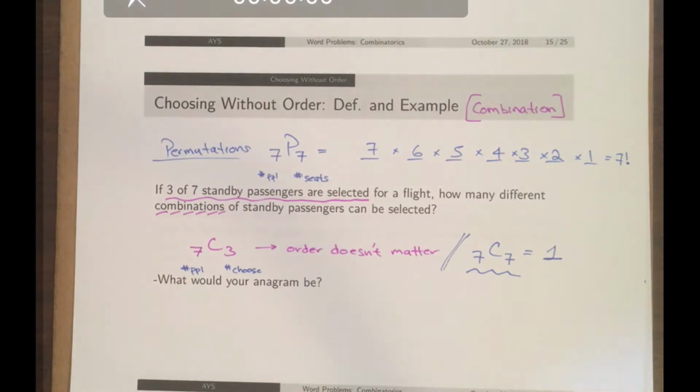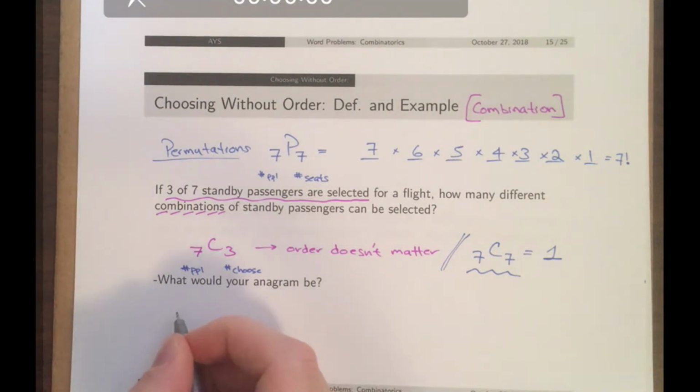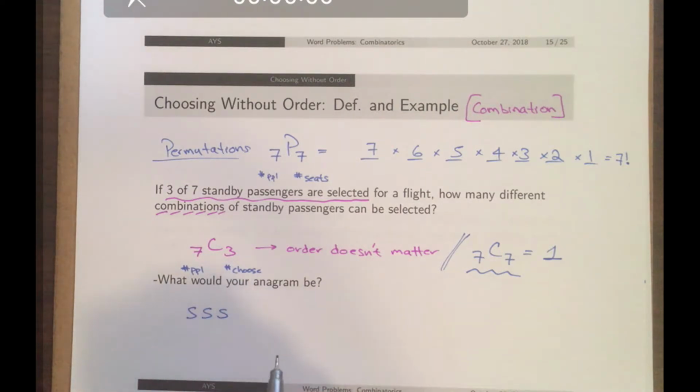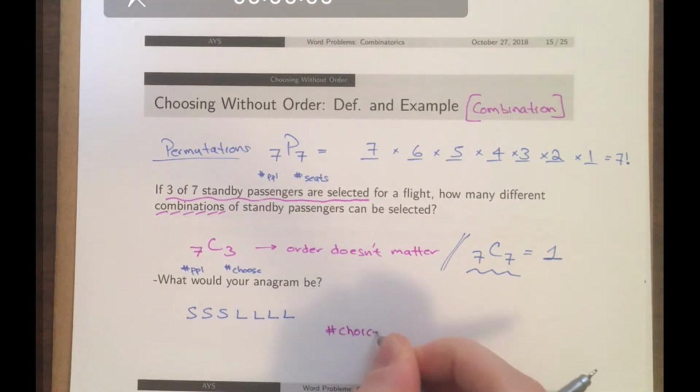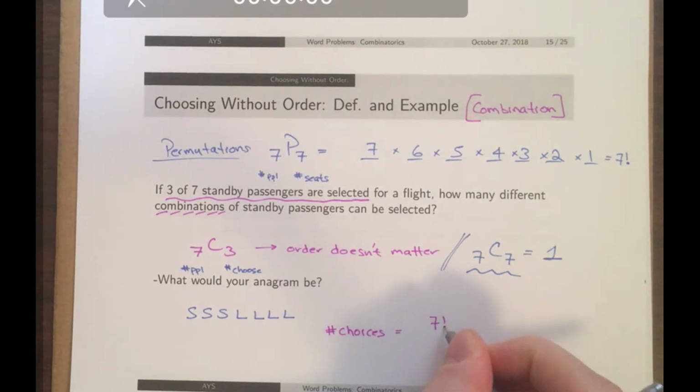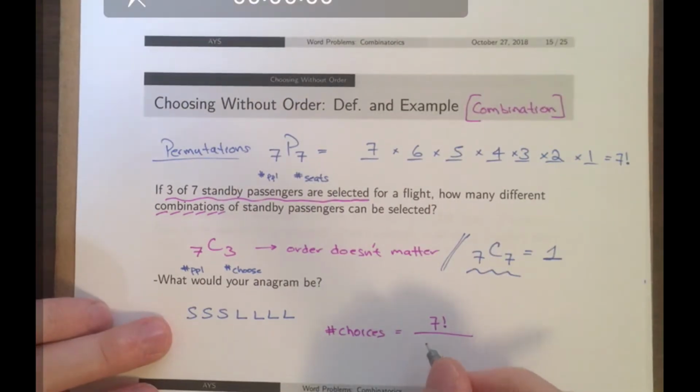anagrams, which some people love to do all the questions with. So I would say the people who get standby, I'll give them an S. So there are 3 people who are going to get standby, S, S, S. And then there are going to be 4 people who are left out, so I'll give them an L. And then the question becomes, how many ways can I rearrange these 7 letters? So the number of choices equals 7 factorial, because I have 7 letters total. That would be the answer if there are no repeats. But I have 3 repeats of S, so it's divided by 3 factorial. And I have 4 repeats of L, so that's divided by 4 factorial.